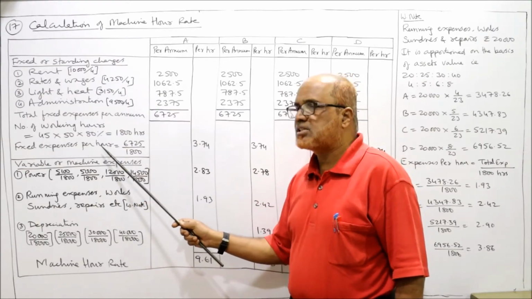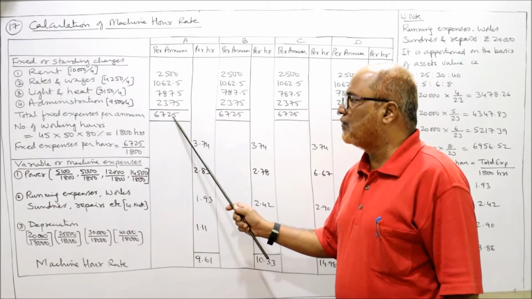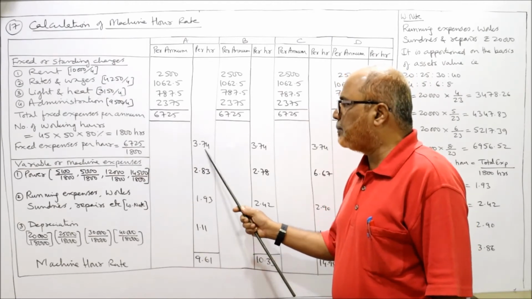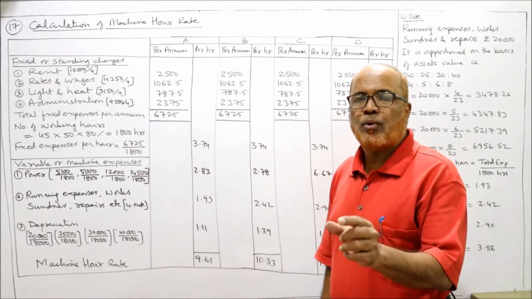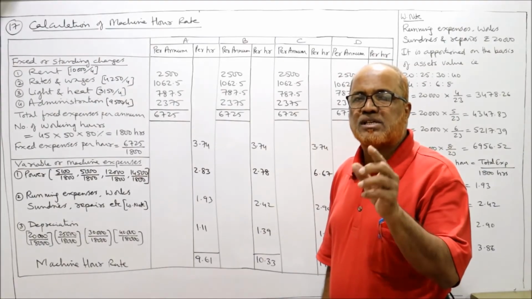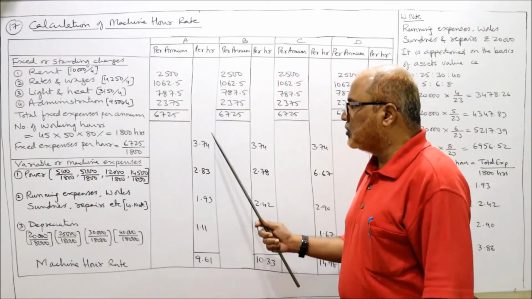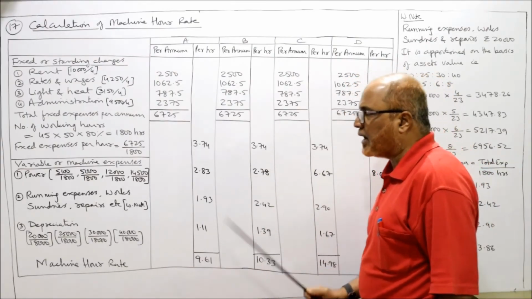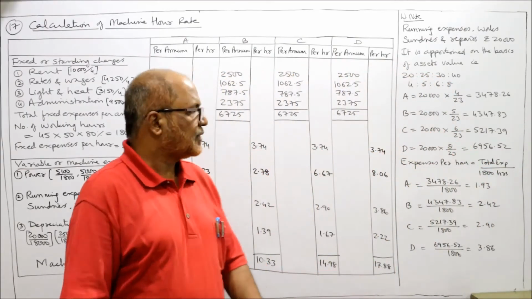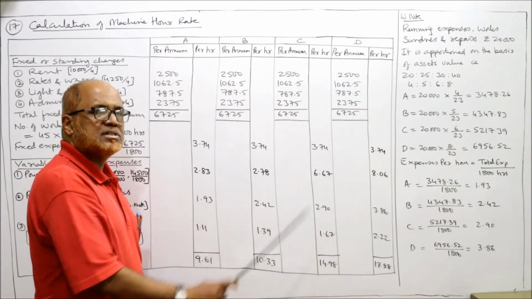Now fixed expenses per hour. So 6725 divided by 1800 gives 3.74. 3.74 is the fixed expenses per hour for each machine A, B, C, D. So I have taken 3.74 per hour for every machine.